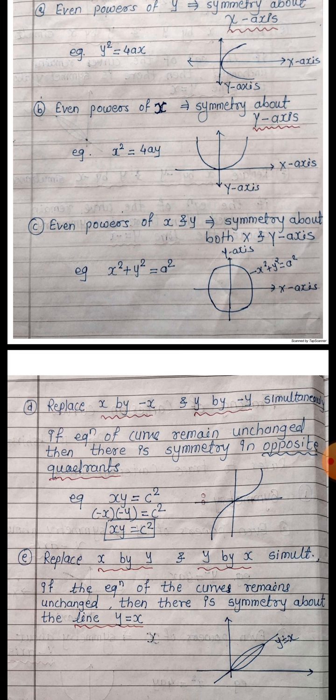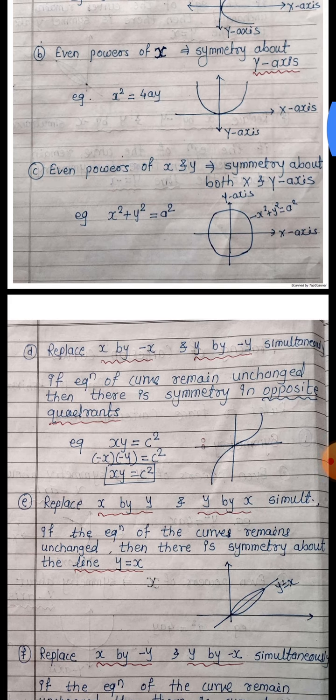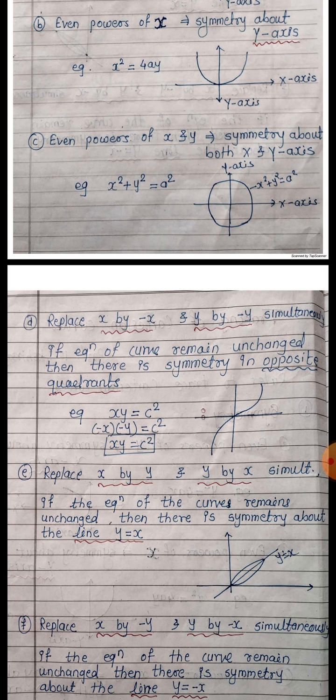If we see the example, x square is equal to 4ay. Here even powers of x, therefore this is symmetric about y-axis. If we see the curve, this is symmetric about y-axis. That is, the shape of the curve on both sides of y is the same. Next, even powers of x and y, therefore symmetry about both x and y axis.